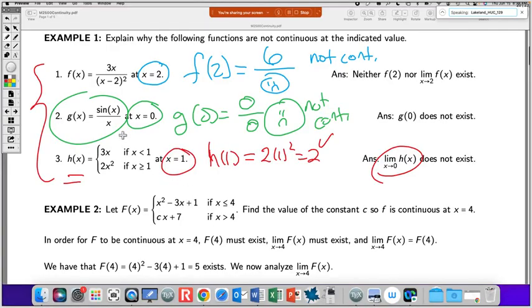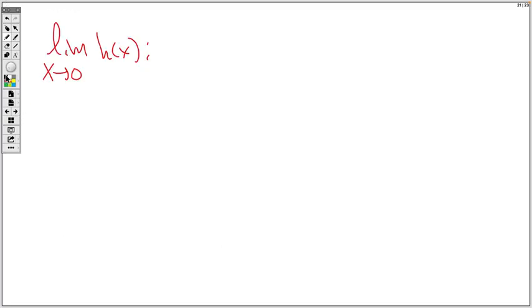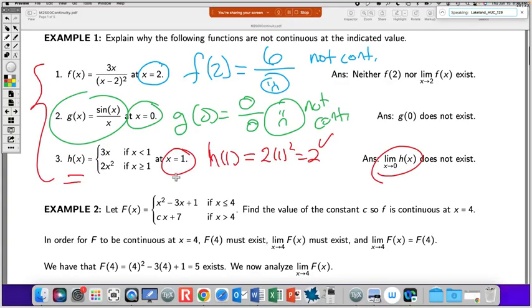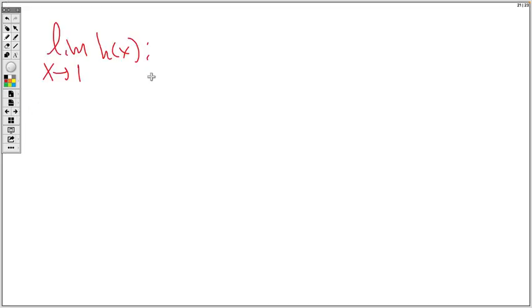And of course, as we go to 1, not 0. And of course, h is a piecewise function that's broken up at what x value? 1. So, to understand this limit, we got to look at the limits from either side.